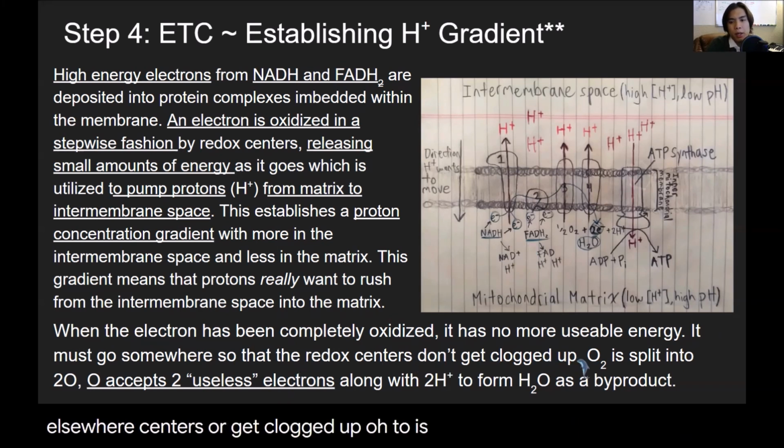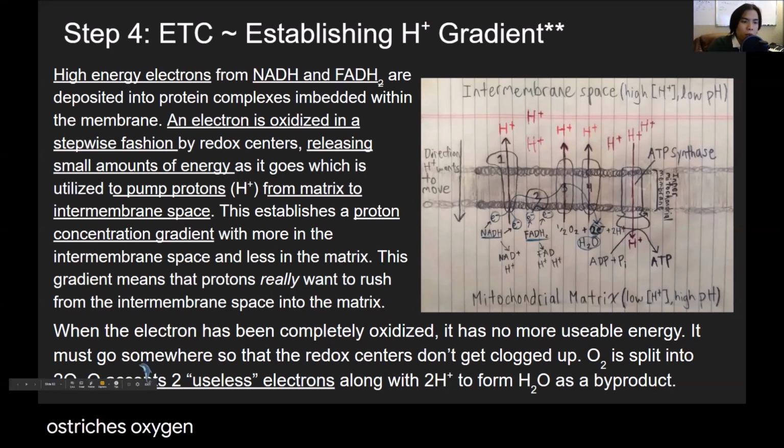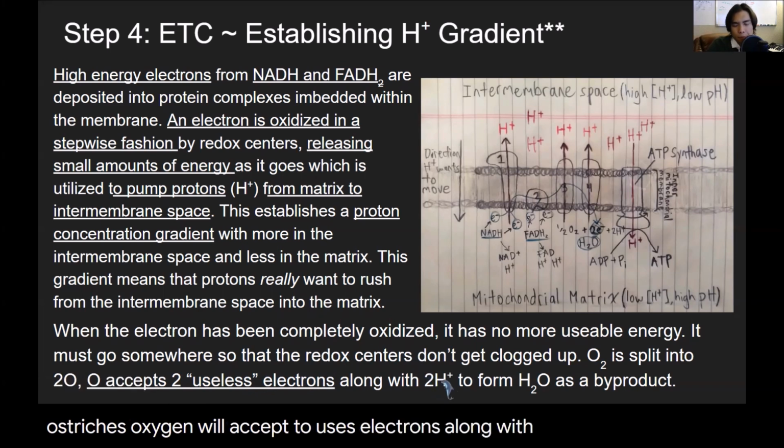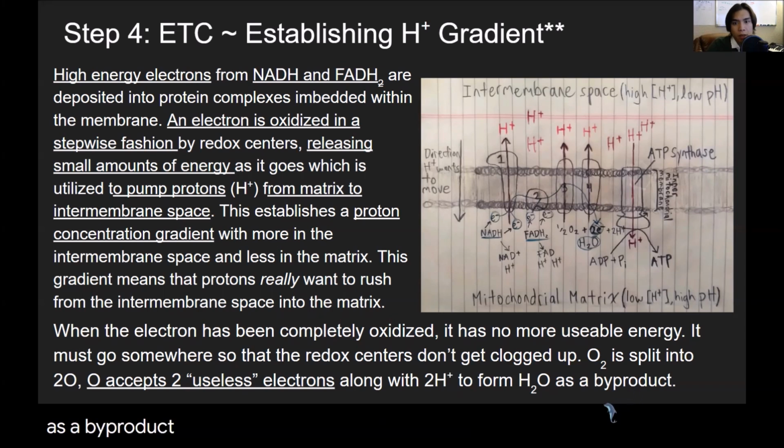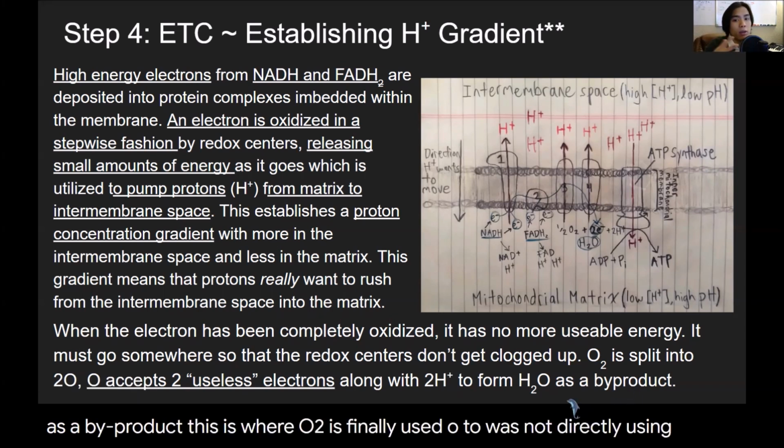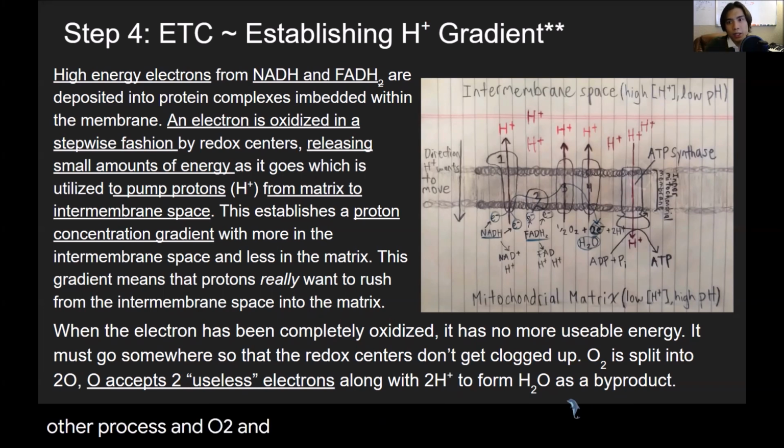O2 is split in half, which will create two oxygens. Oxygen will accept two useless electrons along with hydrogen to form H2O as a byproduct. This is where O2 is finally used. O2 was not directly used in any other process, and O2 and H2O are linked up, where the oxygen in the O2 ultimately ends up in the water of the H2O.